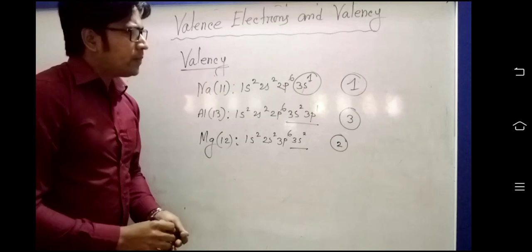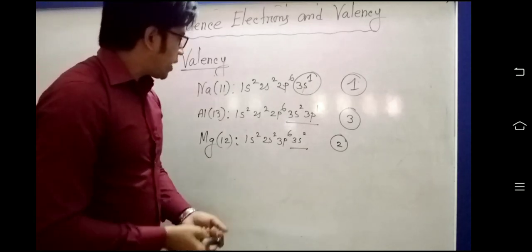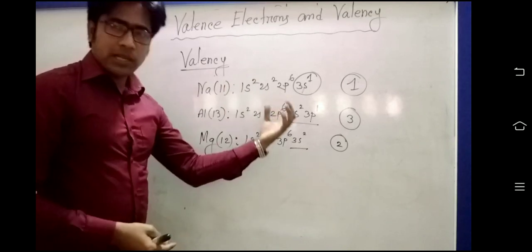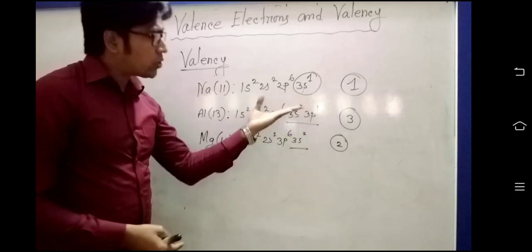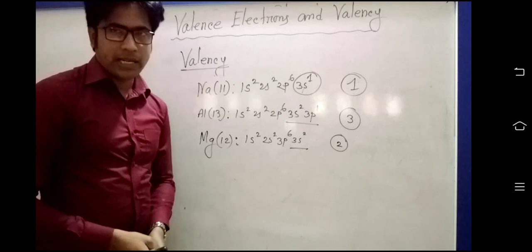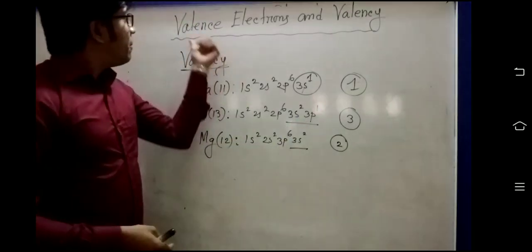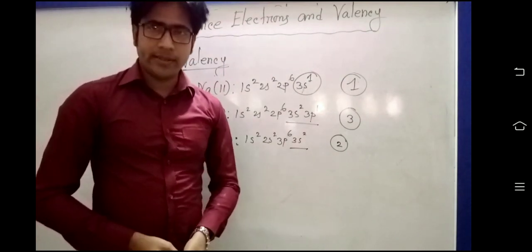So in this way, the number of outermost electrons of any metal, the total number of electrons in the outermost level, that means the valence electrons, will be the valency of that element. So in this way we can get the valence electrons and the valency.